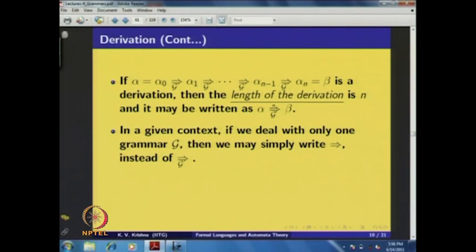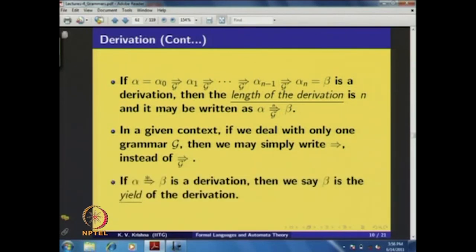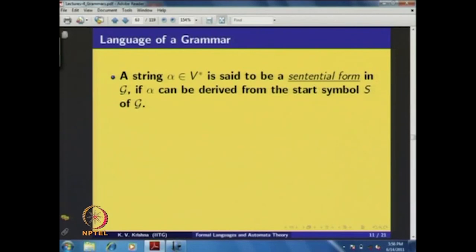Now, let us have this convention: because every time we are using this subscript G, in a given context if you are handling only one grammar G, then you may simply use the implies symbol instead of implies with a subscript G. Now, if you consider a derivation alpha gives beta in finitely many steps, then we also call beta a yield of the derivation. Now, if you take a string alpha in V star, we call this a sentential form if it can be derived from the start symbol S. So, in the grammar under consideration you have a start symbol S, from which if you can derive this string alpha, then we say this is a sentential form.